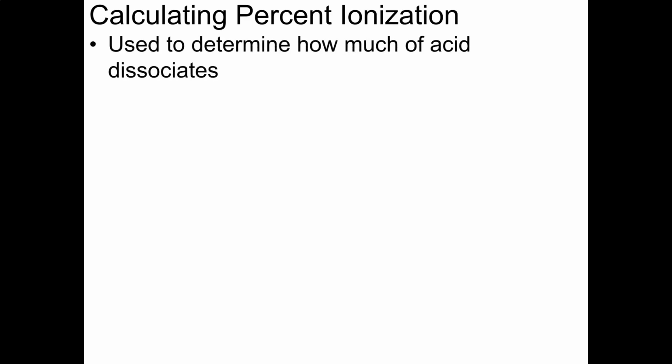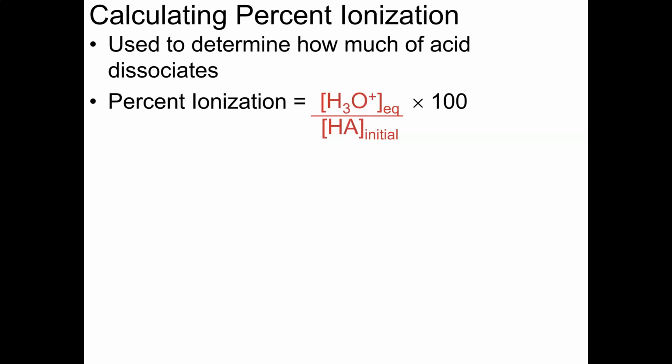All right, the other concept you need to be aware of, besides the involvement of pH and how to utilize it, which you just saw, is percent ionization questions. They're used to determine how much an acid actually dissociates. So percent ionization is equal to H3O+ over initial times 100. You could basically say x over initial times 100.